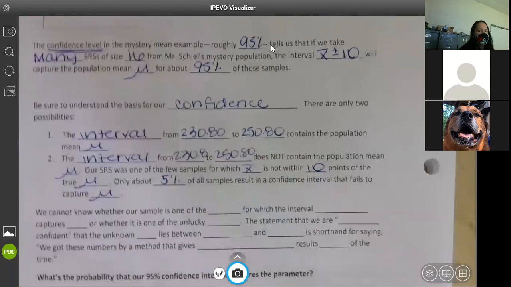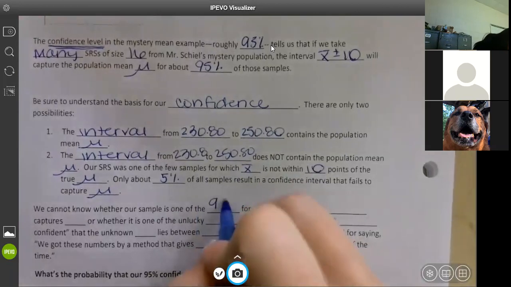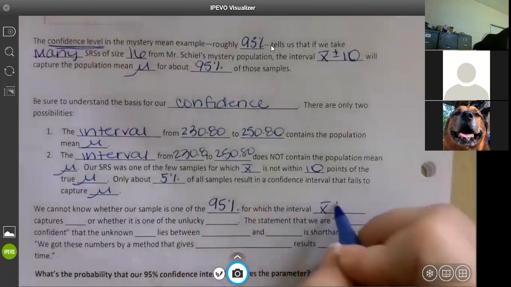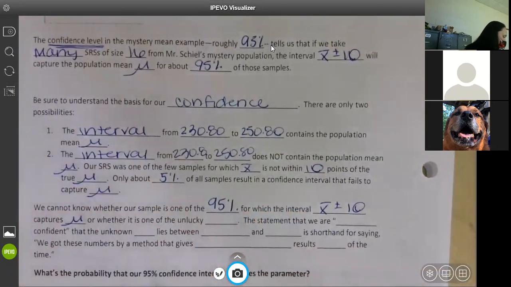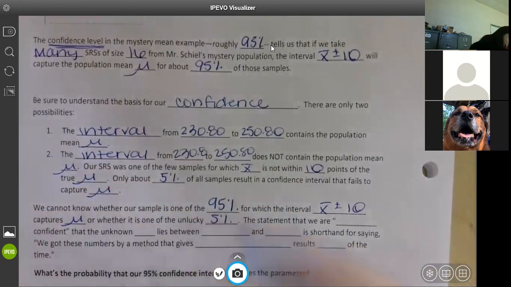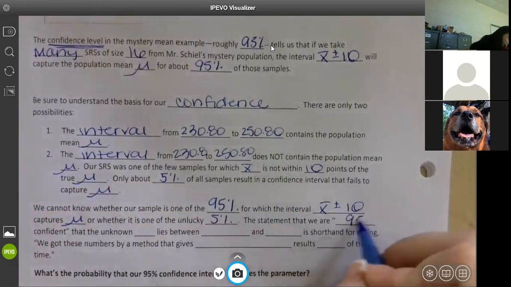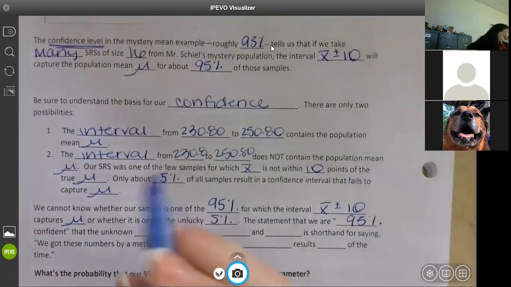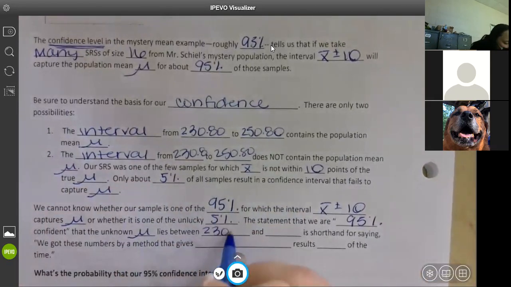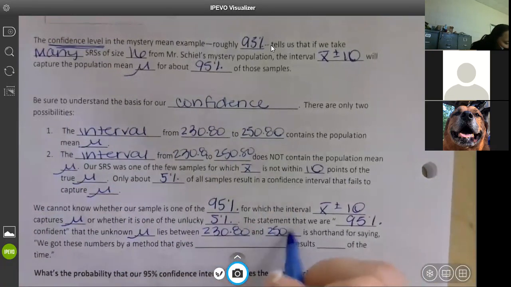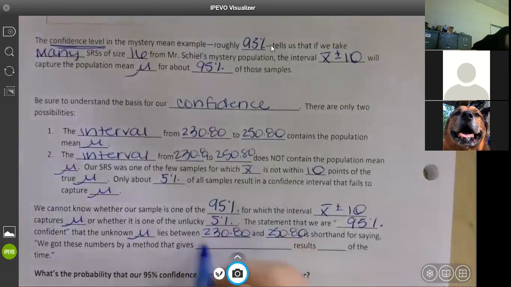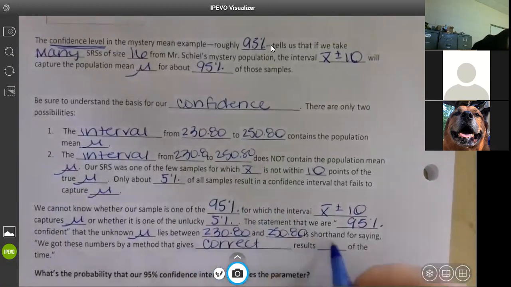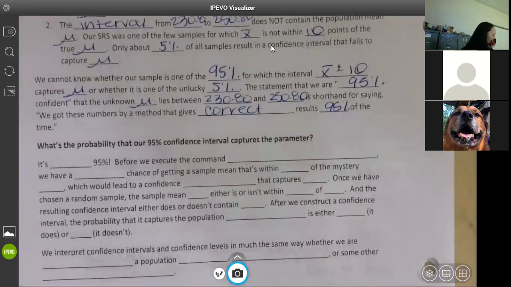We cannot know whether our sample is one of the 95% for which the interval X bar plus or minus 10 captures mu, or whether it's one of the unlucky 5%. The statement that we are 95% confident that the unknown mu lies between 230.80 and 250.80 is shorthand for saying we've got these numbers by a method that gives correct results 95% of the time. So not always, but pretty dang close to always.